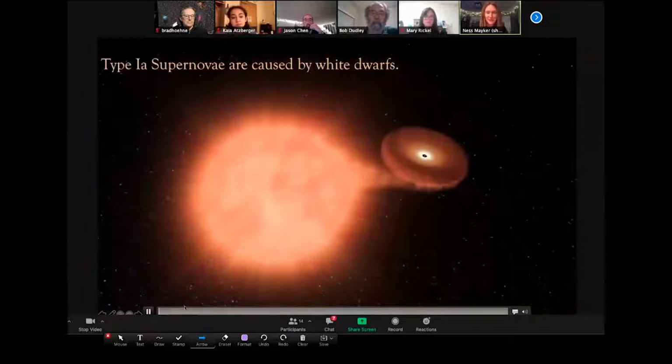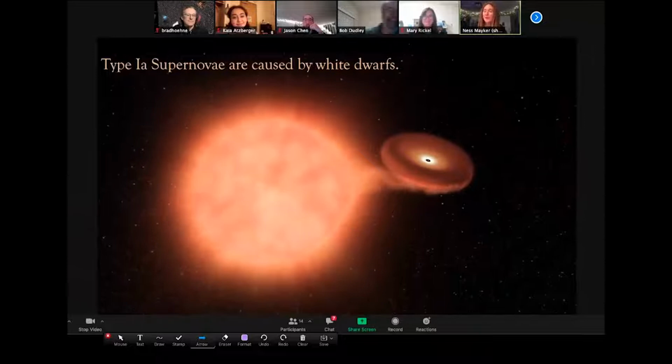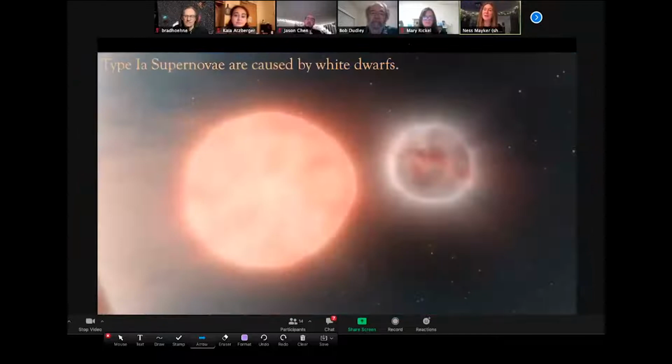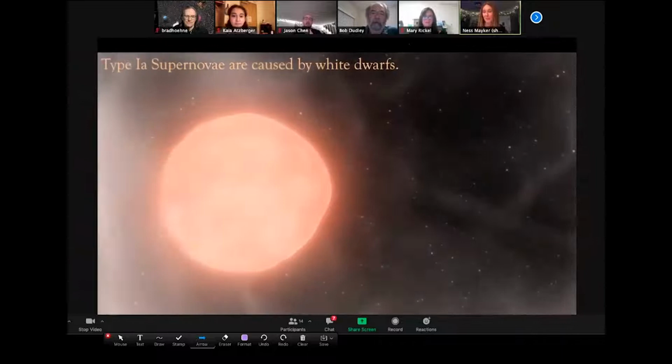I'm going to play that one more time just because it's fun to watch. So these are unpredictable. That white dwarf might never find a companion. It might never get that extra material. It might never have a collision. It might be a white dwarf for a very long time. So we can't always predict when this will happen or even if it will happen.